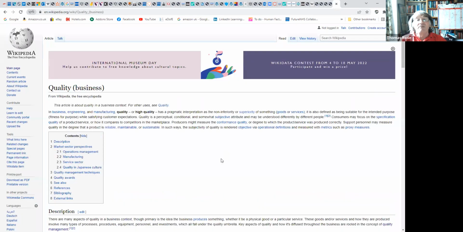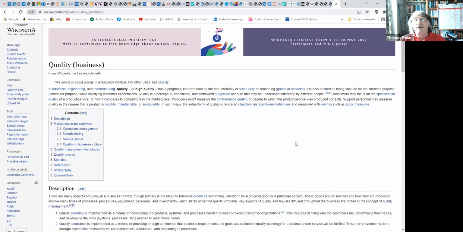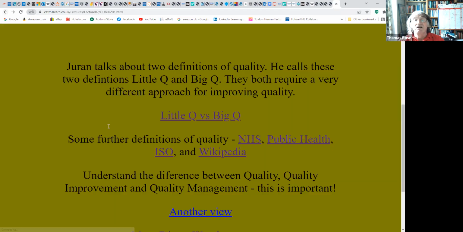Wikipedia, I love Wikipedia and use it a lot in my lectures and webinars, and they have got the definitions of quality here. They talk about meeting customers' expectations, and they talk about the efficiency and effectiveness of the process that delivers the product or service, and the lack of errors in that product once it's been purchased. So it's worth reading that definition of quality.